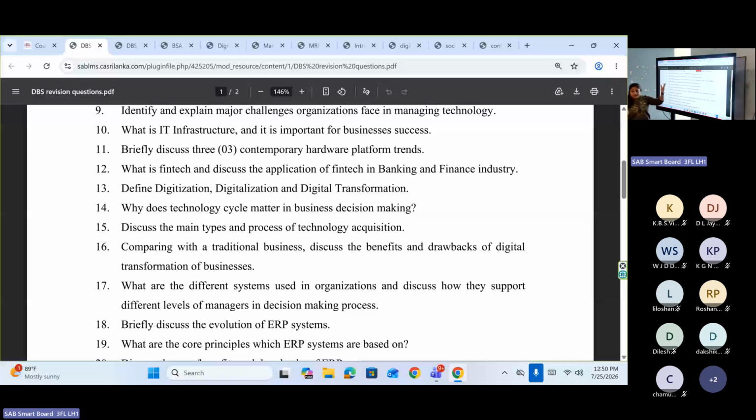And take a look at the number of marks allocated, and you have to explain what the technology life cycle is. It's true that the lecturer is marking papers, but you have to assume that the person who marks the papers knows nothing.